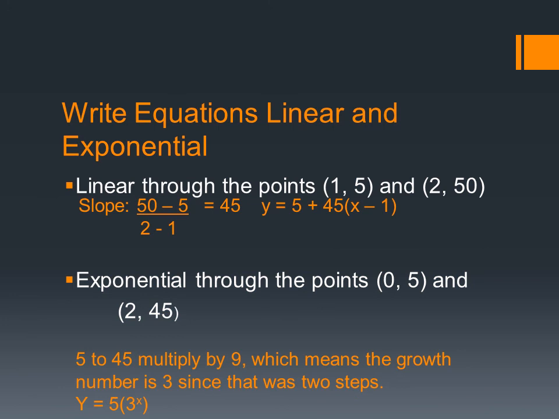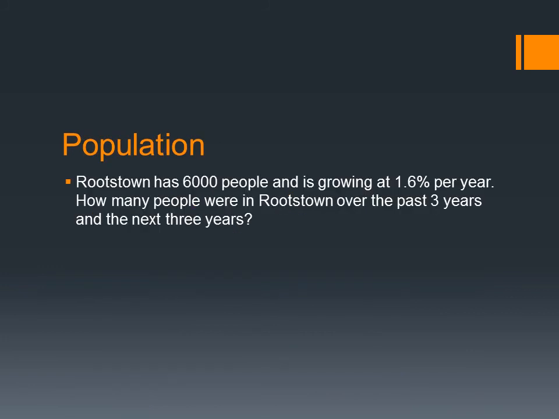Since I'm doing that in 2 steps, if I wanted to find the first term, I would first multiply by 3. 5 times 3 is 15. And then 15 times 3 is 45. So my equation is y equals 5, my starting value, times 3 to the x.